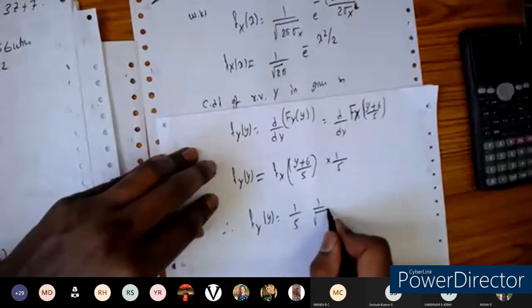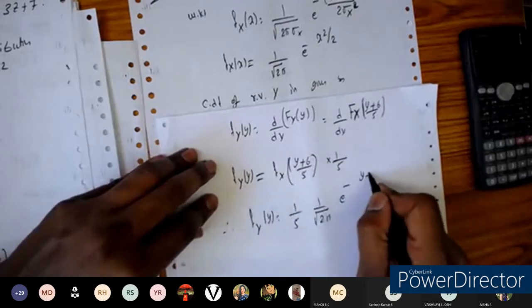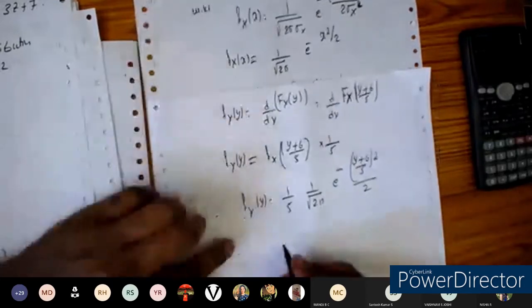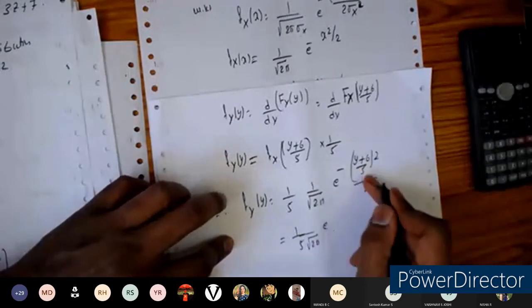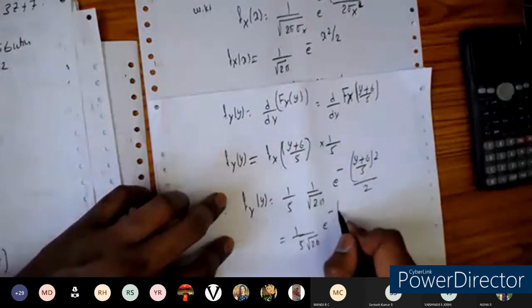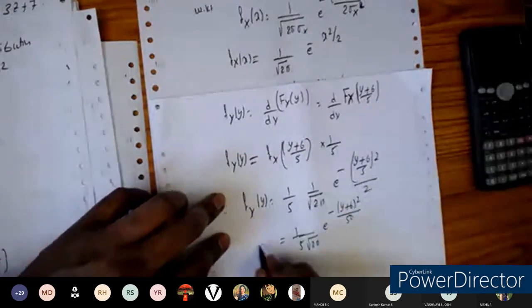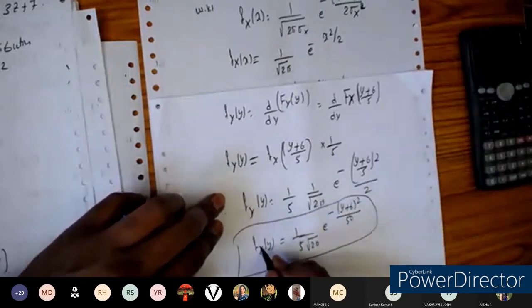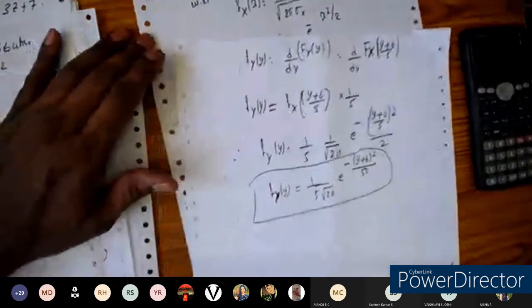Divided by the square root of 2 pi into e to the power of minus, in place of x we substitute (y plus 6) divided by 5, the whole square, divided by 2. So this is equal to 1 by 5 root 2 pi into e to the power of minus (y plus 6) the whole square divided by 50, since 5 squared is 25 and 2 times 25 is 50. So this is the PDF of the new random variable y.